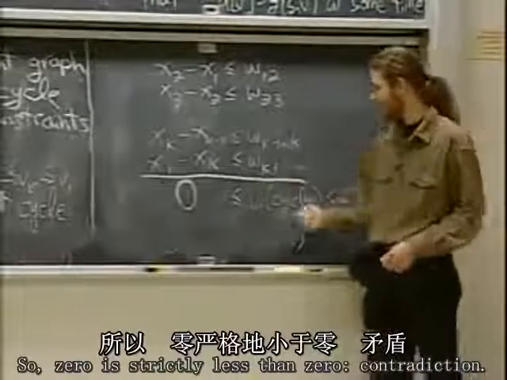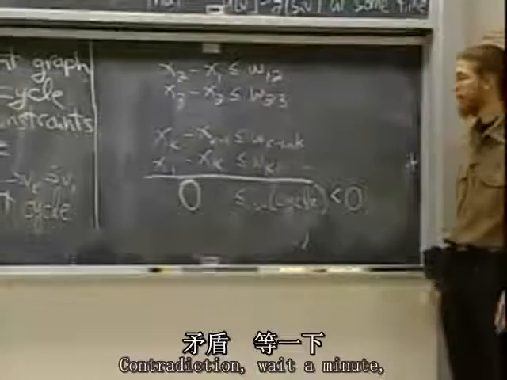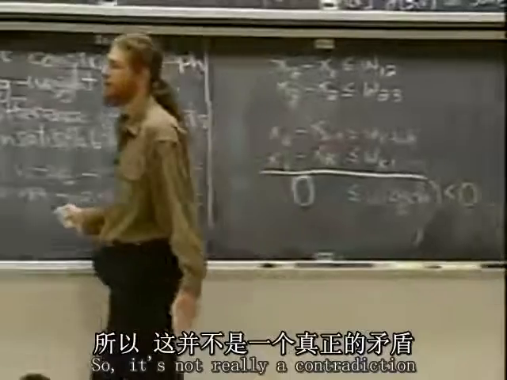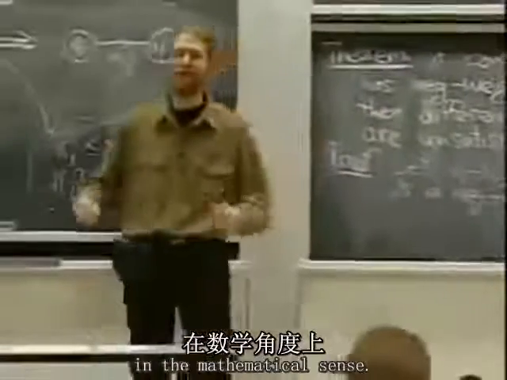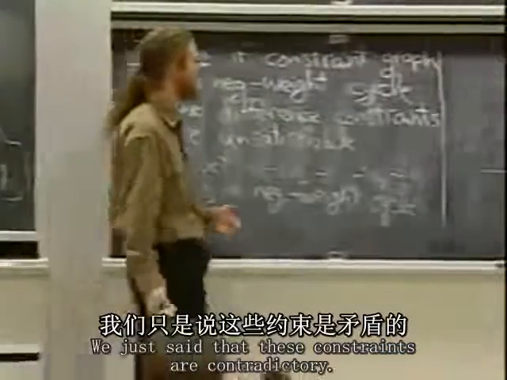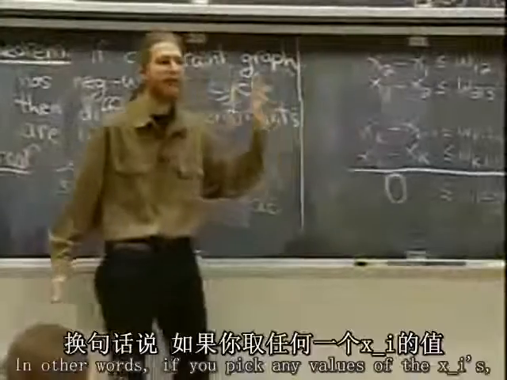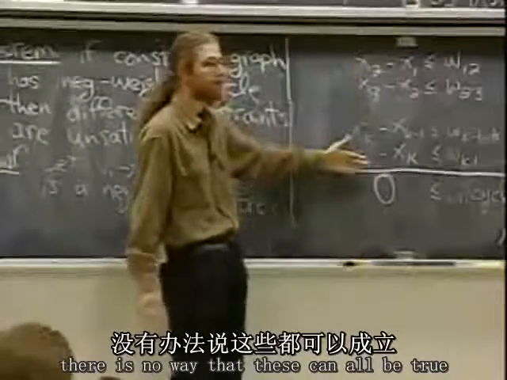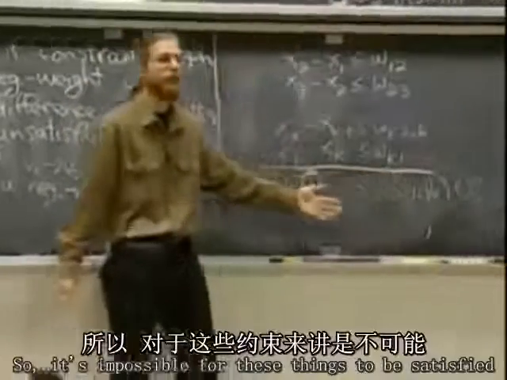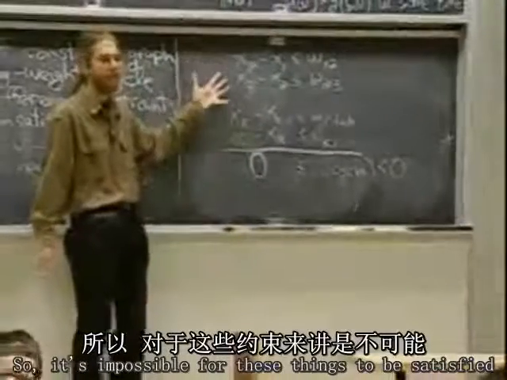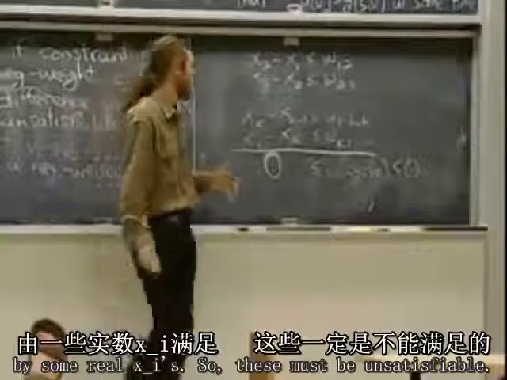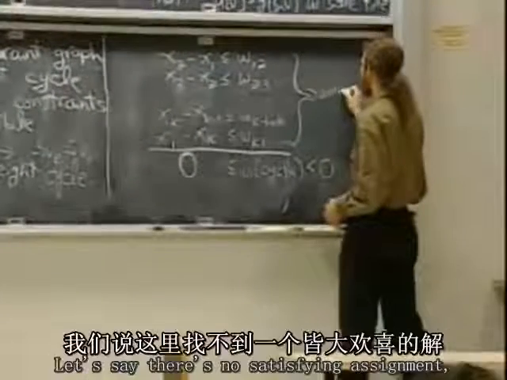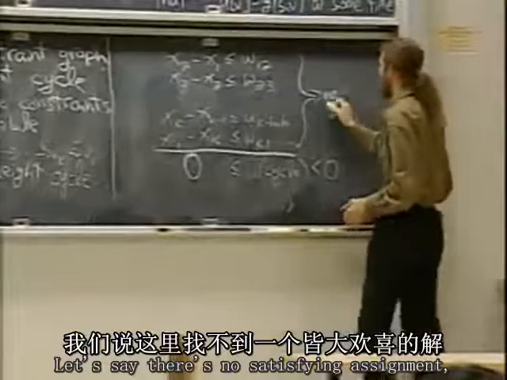So 0 is strictly less than 0, contradiction. Contradiction, wait a minute. We didn't assume anything that was false. So it's not really a contradiction in the mathematical sense. We didn't contradict the world. We just said that these constraints are contradictory. In other words, if you picked any values of the xi's, there's no way that these could all be true, because then you would get a contradiction. So it's impossible for these things to be satisfied by some real xi's. So these must be unsatisfiable. Let's say there's no satisfying assignment.